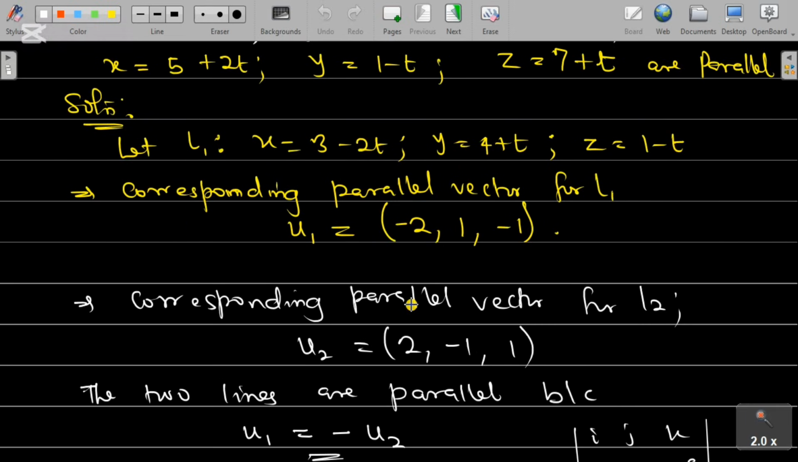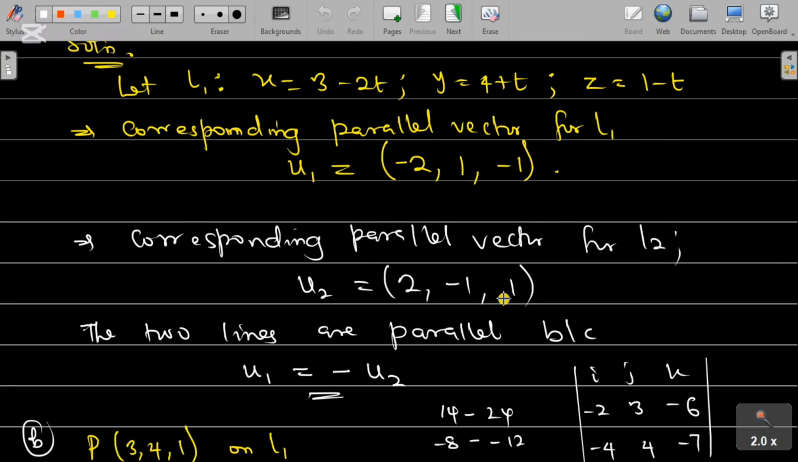All right, and after we showed that they are parallel, then they asked us to determine the equation of plane that the two of them can get. So what did you do? First of all, you get out the normal or the parallel vector for the two lines. So the parallel vector for L1 is this, parallel vector for the second one is this.